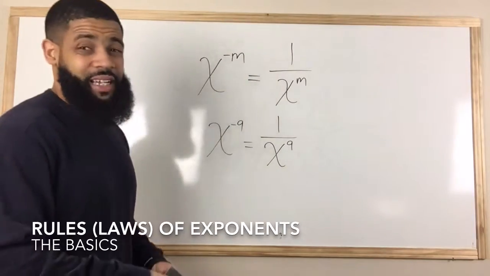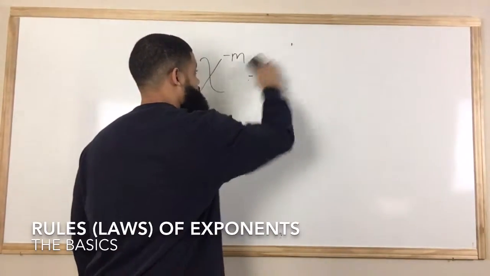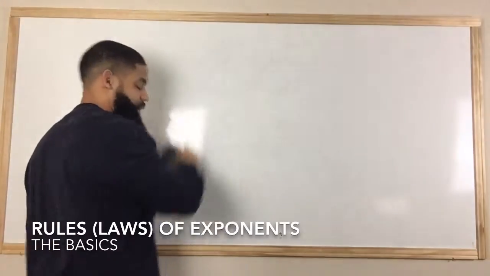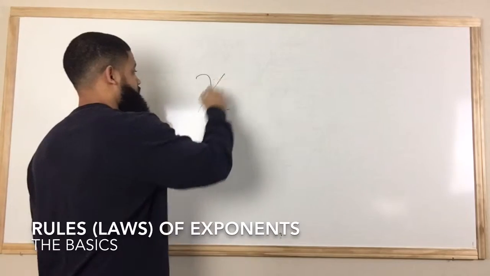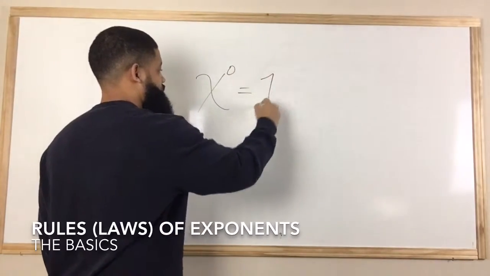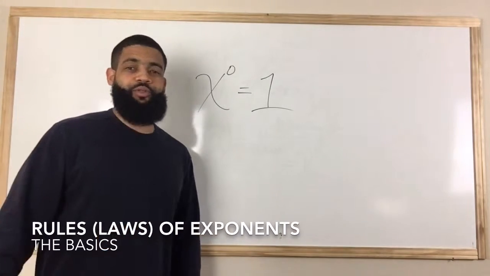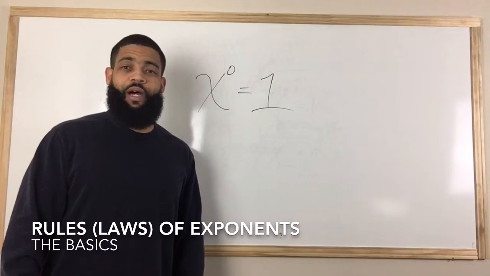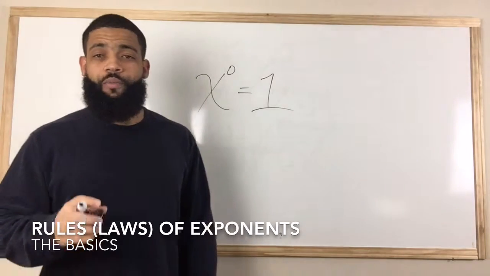And last but not least, it's probably the simplest rule, and this is the 0 rule. So anything to the 0 power equals 1. Doesn't matter what that number is. If I take a number to the 0 power, it's going to simplify to 1. So those are our basic rules of exponents.